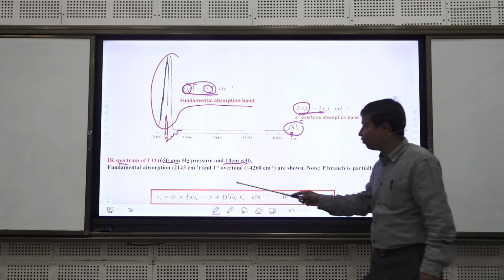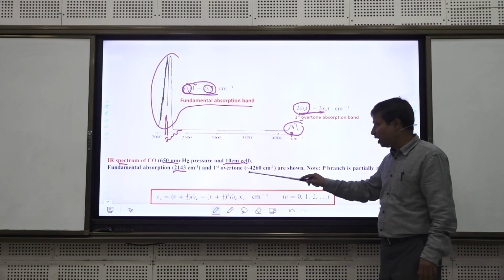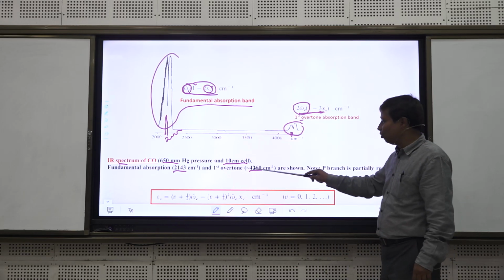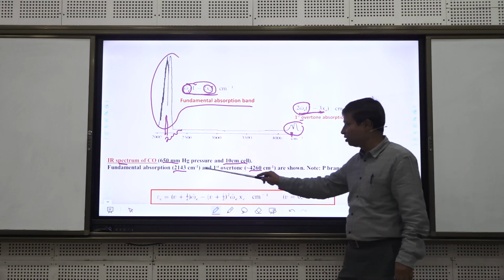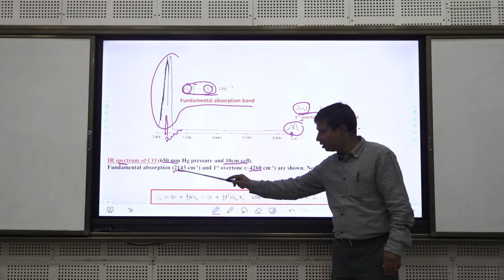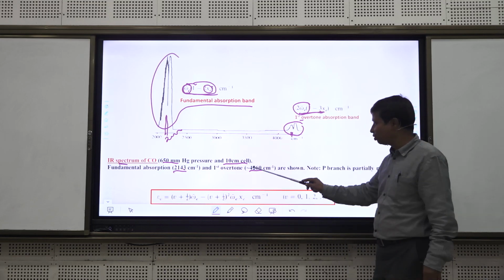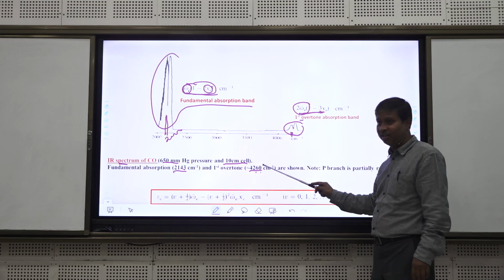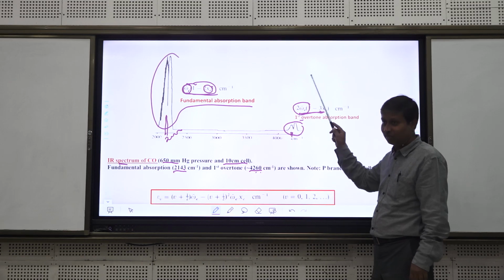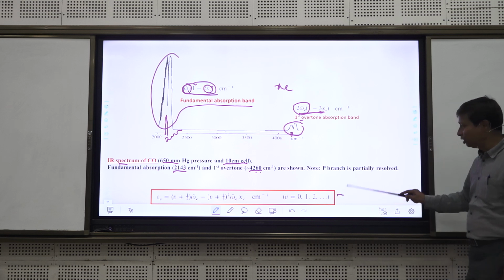So the fundamental band is seen at 2143, and the first overtone is seen at 4260, which is close to the double of this one. Double means 4286. So it is 4286 minus some amount of that Xc value. That is based on this expression.